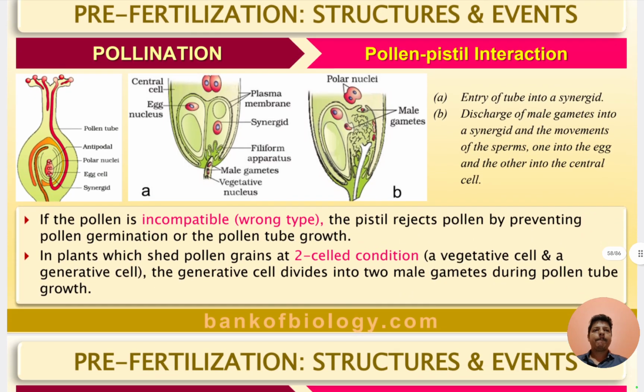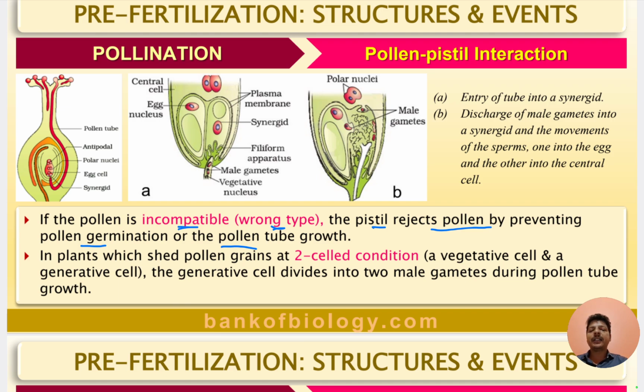Here you can see, entry of tube into synergids. Okay, after it. If the pollen is incompatible or the wrong type, meaning it comes from another species, the pistil rejects the pollen by preventing pollen germination or pollen tube growth.